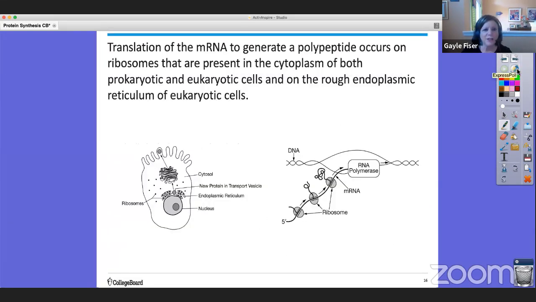All right, translation of the messenger RNA to generate a polypeptide occurs on ribosomes that are present in the cytoplasm of both prokaryotic and eukaryotic cells and on the rough endoplasmic reticulum of eukaryotic cells. Okay, so here are some ribosomes, and these are in the cytoplasm. This is a eukaryotic cell, and then we have some on the endoplasmic reticulum also. So that's eukaryotic here. We had them in 2 places, endoplasmic reticulum and in the cytosol. And now here we have them in our prokaryotic cell, okay? And I'll talk about this in just a second.